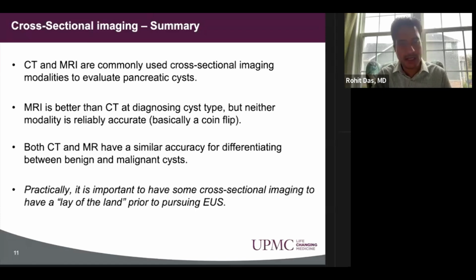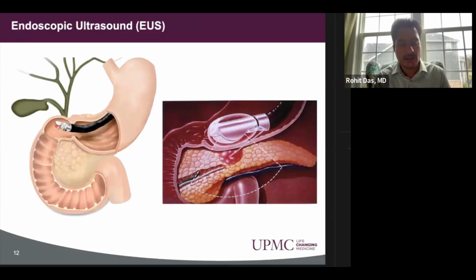But practically speaking, it's always important to have some sort of cross-sectional imaging study prior to pursuing an endoscopic ultrasound. And that's because as endosonographers, we like to have a good lay of the land and have a game plan as to what we expect to see and what we wish to biopsy before doing an EUS. So that's a good segue into now discussing endoscopic ultrasound, or EUS for short.